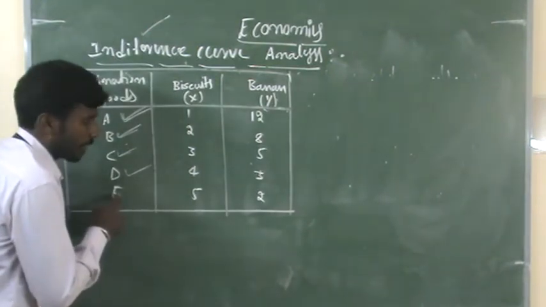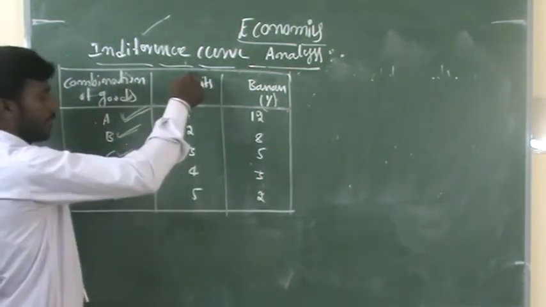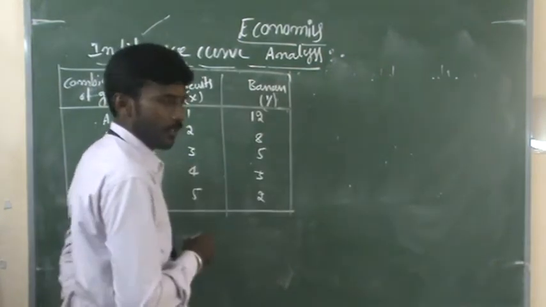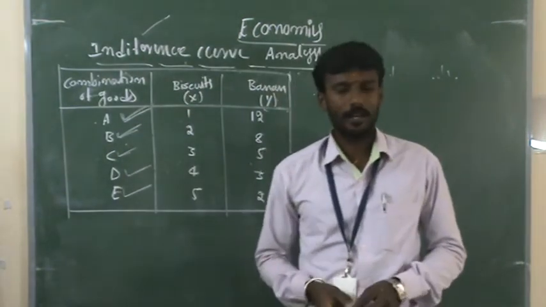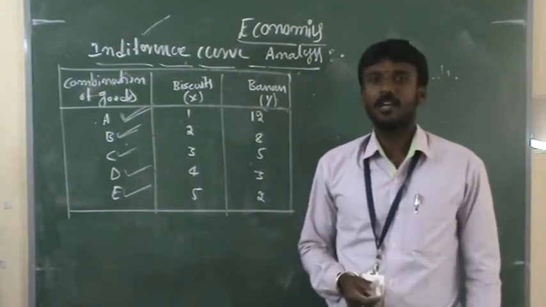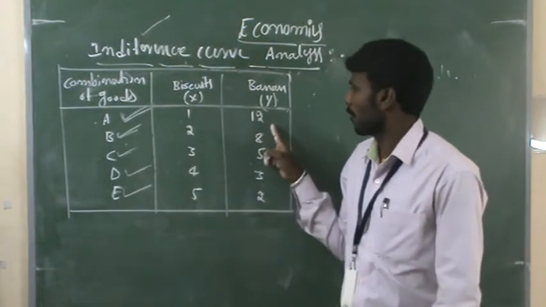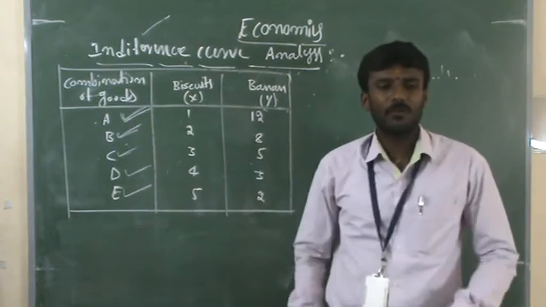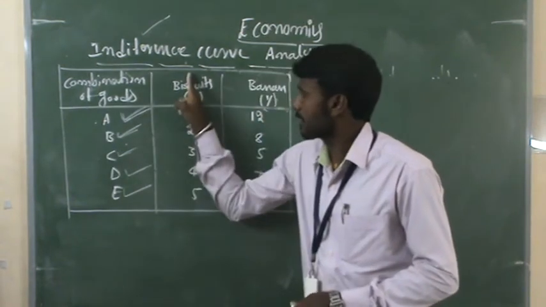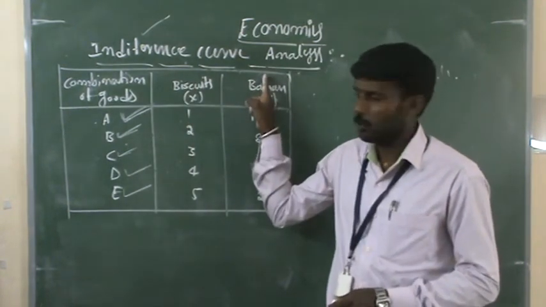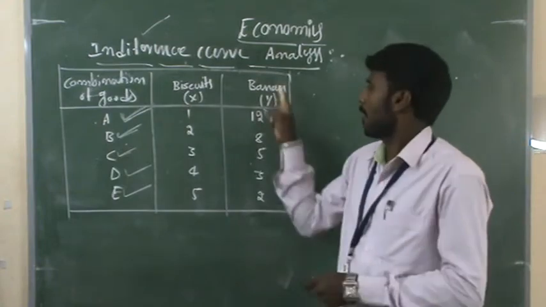Or the E combination contains 5 units of biscuits and 2 units of banana. This involves 5 units of biscuits and 2 units of banana. Both of these combinations also give the consumer an equal level of satisfaction. See, simply, the A combination with 1 unit of biscuit and 12 units of banana gives the equal level of satisfaction to the consumer. A combination of one unit of biscuit and 12 units of banana gives the consumer an equal level of satisfaction. If I don't want that, suppose he doesn't like bananas.